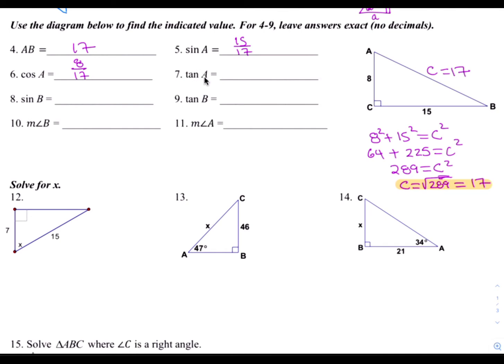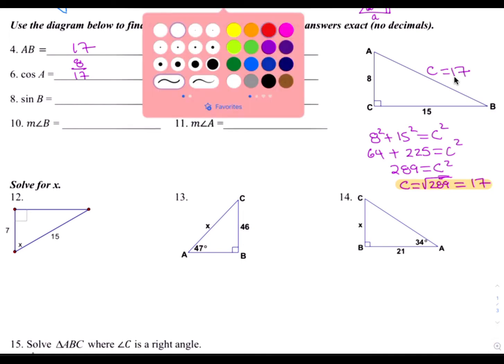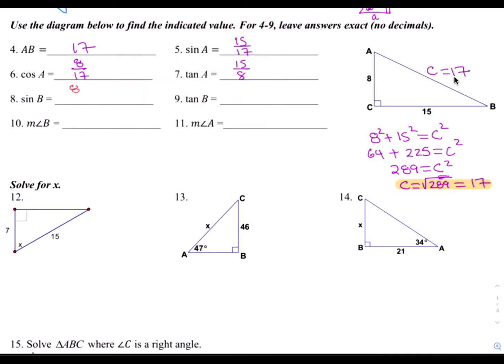The tangent of A is opposite over adjacent. The opposite of A is 15, and the adjacent is 8. So the tangent would be 15 over 8. The sine of B, sine is opposite over hypotenuse. Now the sine of B, the opposite of B, would be 8, and the hypotenuse is 17. And therefore the sine of B would be 8 over 17.